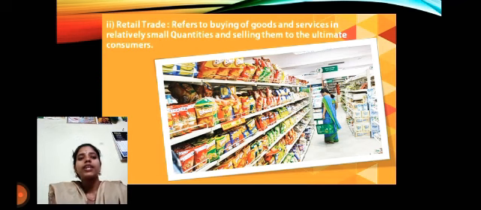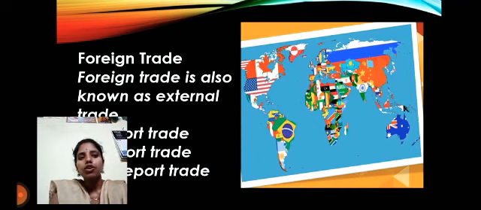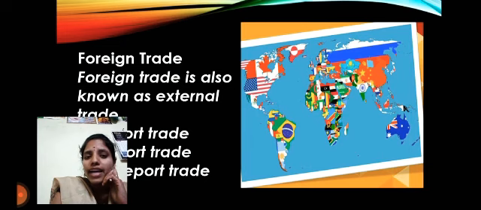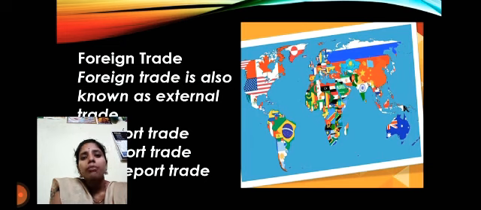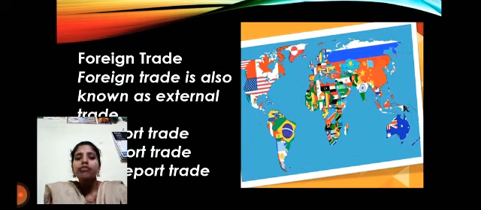Next one, foreign trade. Foreign trade is also known as external trade. It refers to buying and selling of goods and services between two or more countries through the international airports and seaports. Foreign trade is again classified into three categories. They are import trade, export trade and re-export trade.